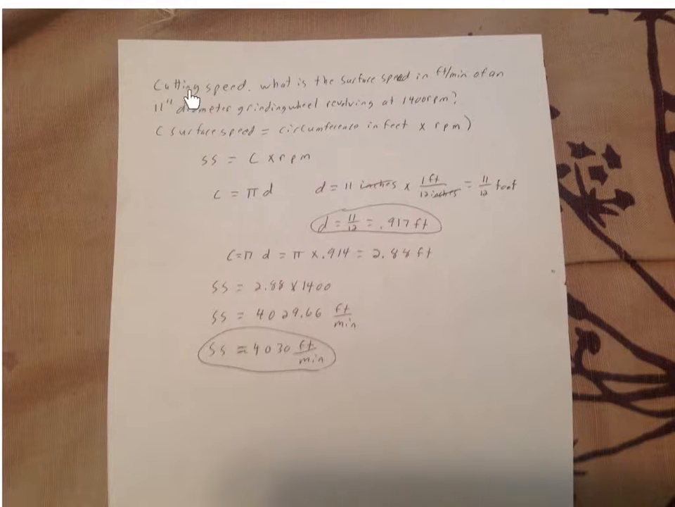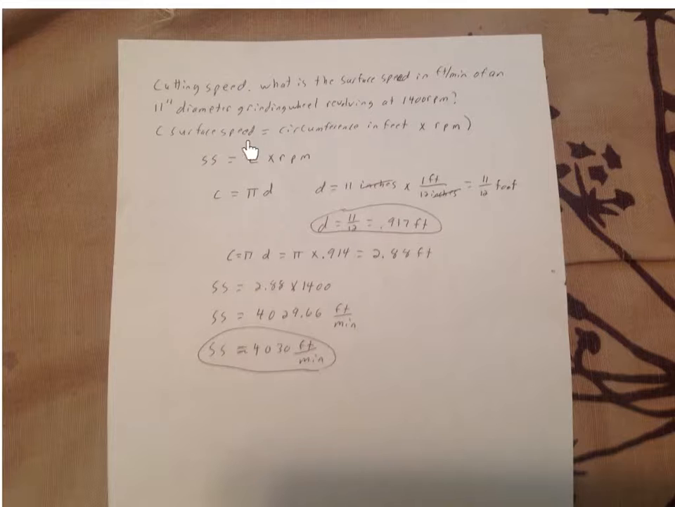You want to find the cutting speed given this information. What is the surface speed or cutting speed in feet per minute of an 11-inch diameter grinding wheel revolving at 1400 revolutions per minute? So that means it's going around in a circle 1400 times per minute and its diameter is 11 inches. Now they give you the formula you need to complete the problem.